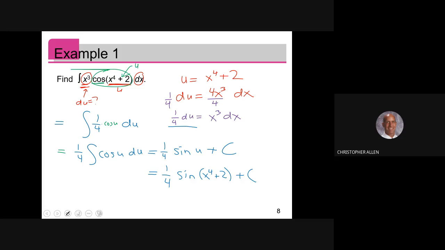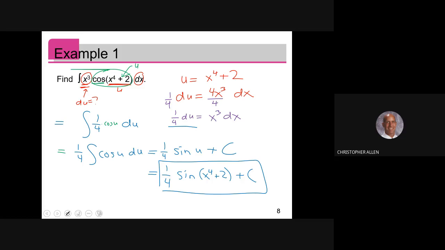Is it okay if I don't check this answer? I'm going to check the next one. We could check this one by differentiating. Do I want to do that right now? No, I'll check the next one, okay? Just trust me that I did it correctly. If I wanted to check it, I could go ahead and differentiate it. But I'm going to go ahead and do another example before I do another check, okay?